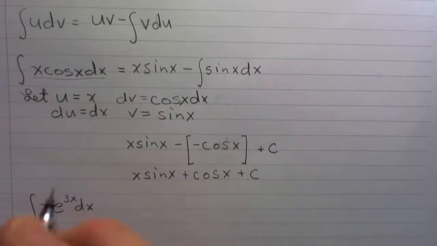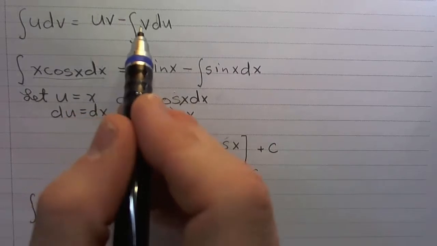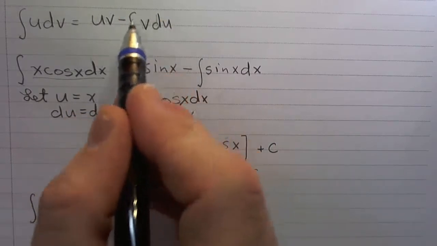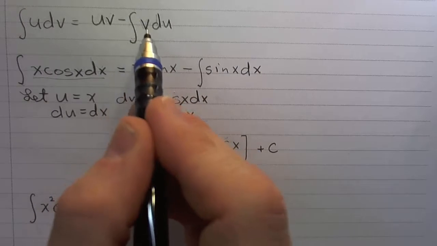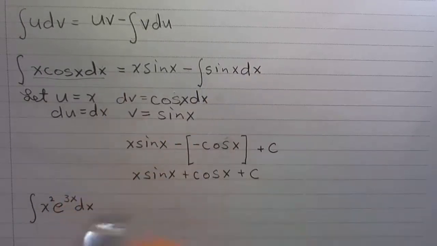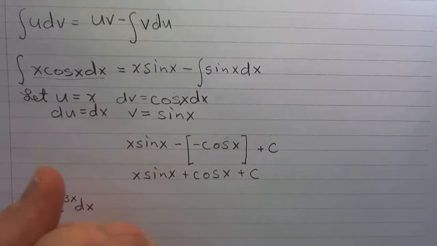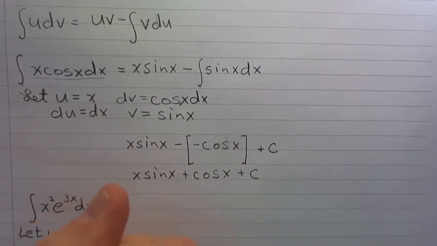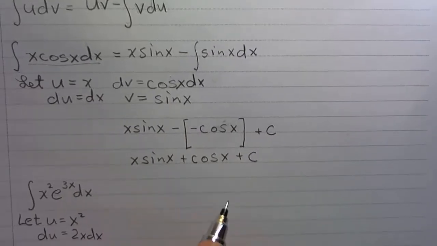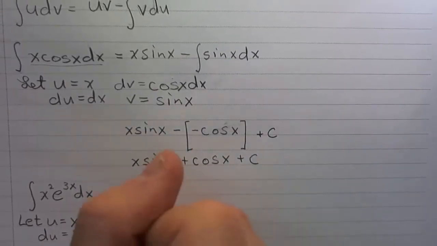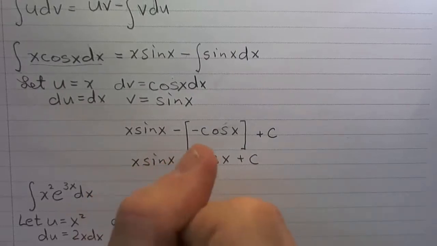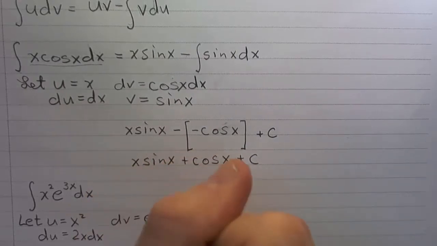Now remember, it's time that I decide what I want to let u equal. And remember that the idea is I want an integral here at the end that I can evaluate. I want to be able to find the antiderivative for this. So I'm going to let u equal x squared because I know that when I find du, that's going to reduce this in power. So I've got 2x dx. Next, I let dv equal the rest of it, e to the 3x dx.